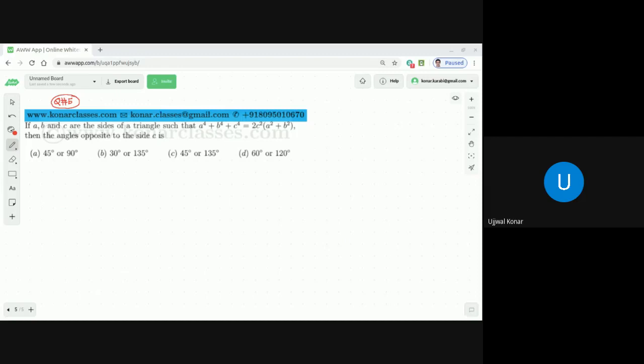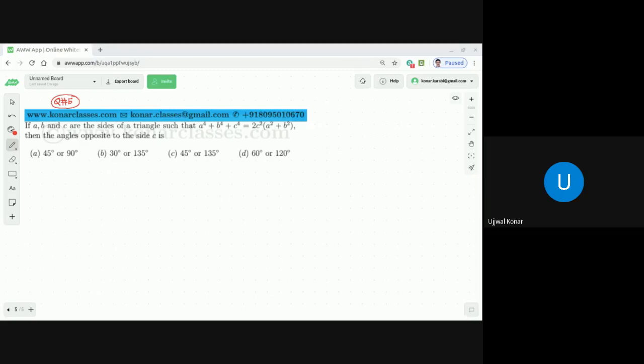So how to approach this problem, dear students? If you look into this, according to the question it is given a to the power 4 plus b to the power 4 plus c to the power 4 is equal to 2 into c square into (a square plus b square). And we need to find the value of c.